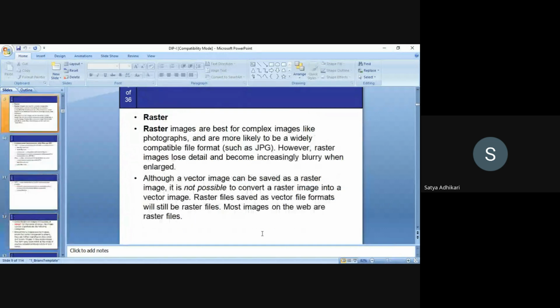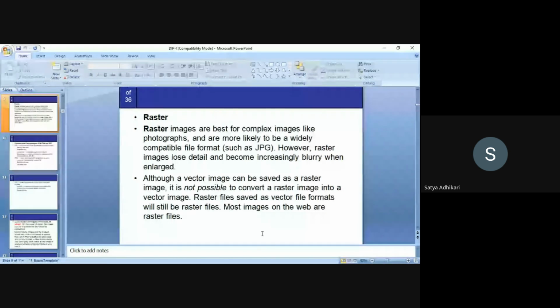And the raster, which we are familiar with. Raster images are best for complex images like photographs, or where the most widely compatible file format is needed. You know the JPG format. We are familiar with JPG. Raster images become increasingly blurry when enlarged. So when we enlarge a raster image, obviously it becomes unclear or blurry.